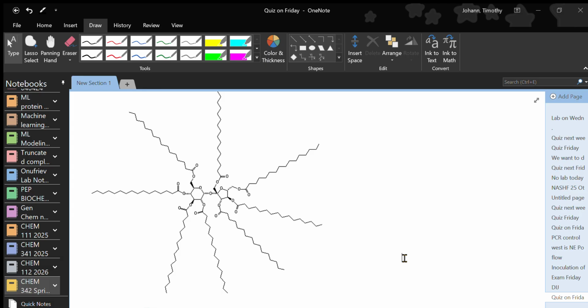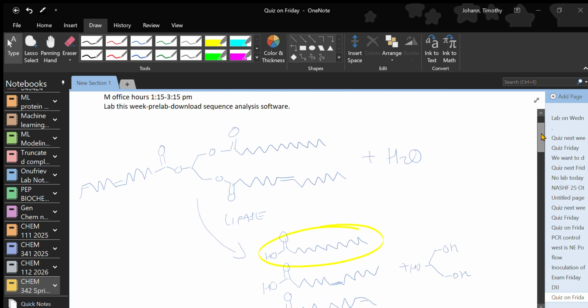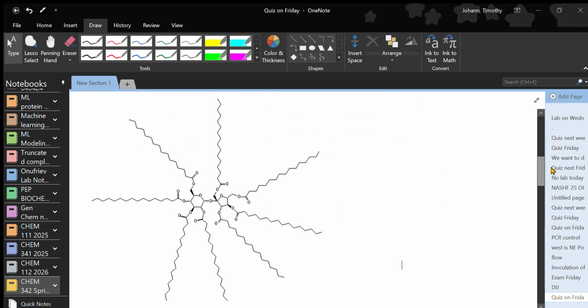But so, up here, what are we linking the free fatty acids to? Glycerol. Down here, what are we linking them to? Generally or very specifically? Glucose. There's a glucose right here. What's that? Fructose. Fructose, which makes sucrose.